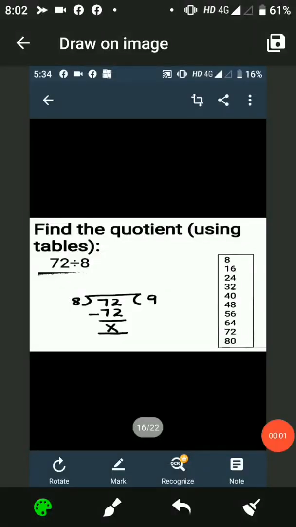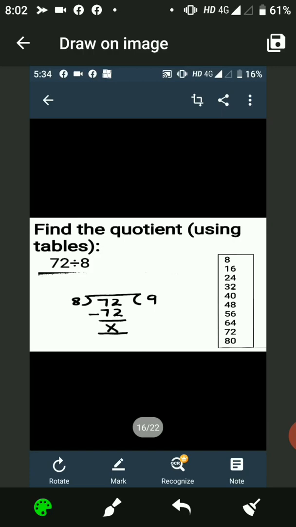Now students, we do the first question. Find the quotient using tables. See, I have written one question here. 72 divided by 8. When we divide it, the first thing, students, you have to do is write the table in rough work. That means you have to draw a line in your copy like this and write a table as I have written, of 8. Because we have to divide by 8, so write the table.